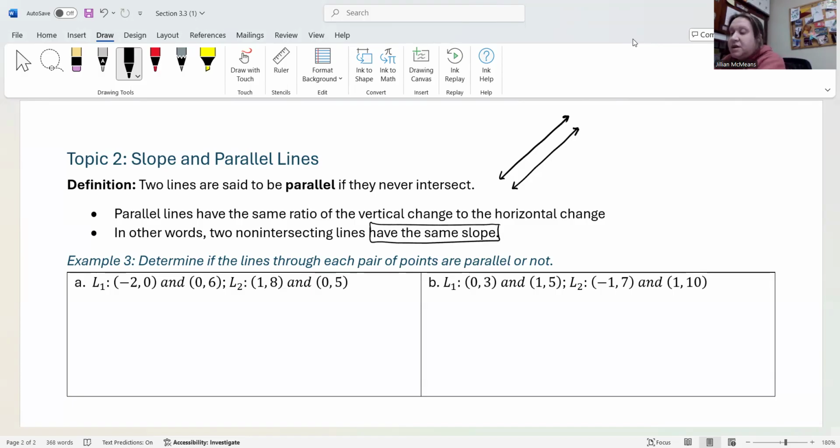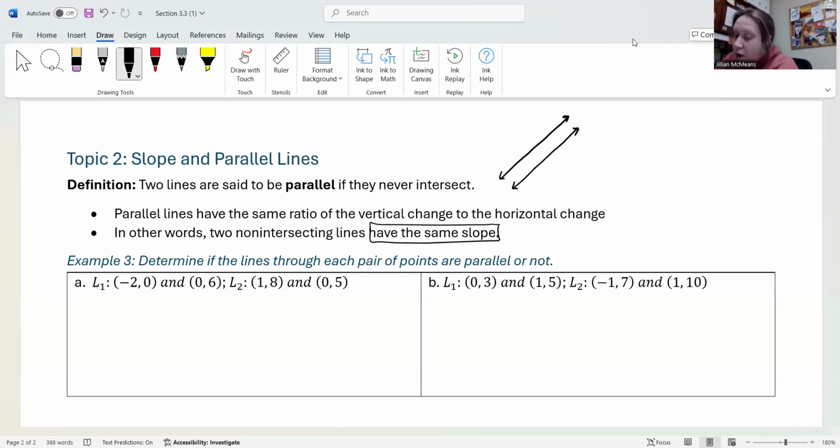For example 3, it says, determine if the lines through each pair of points are parallel or not. For part A, we've been given line 1, and they've given us 2 points on the line, and then they've given us line 2, again 2 points on line 2. Let's calculate those two slopes and then see if they're the same. If they're the same, we can say line 1 and line 2 are definitely parallel. If they're not the same, they're not parallel.